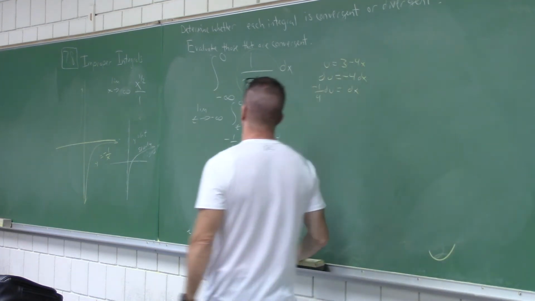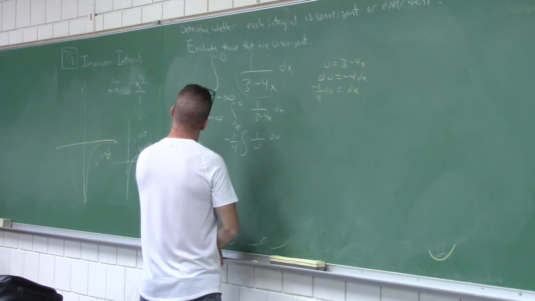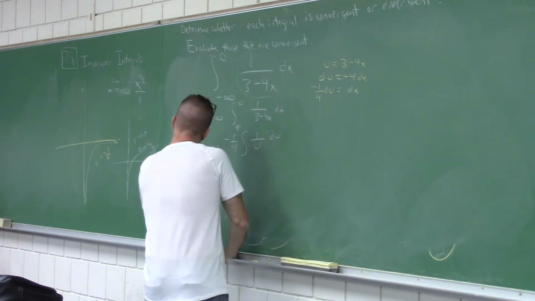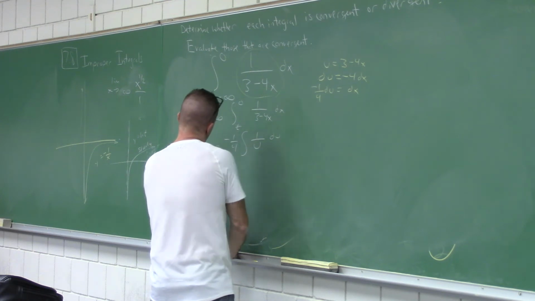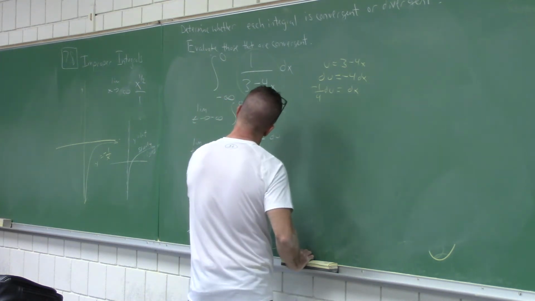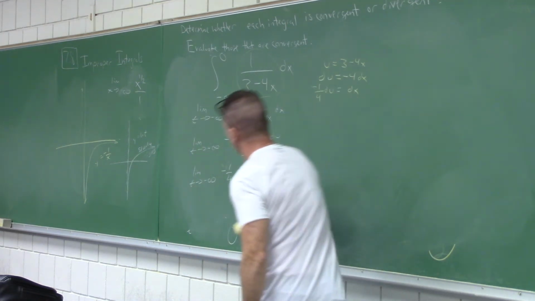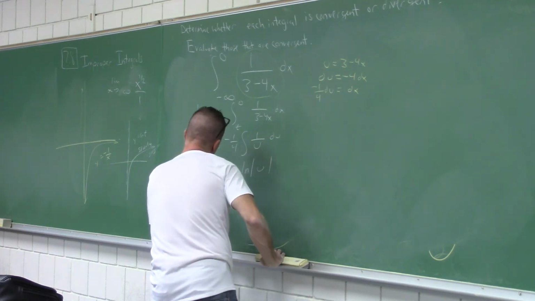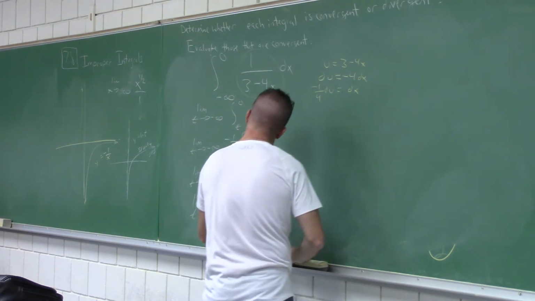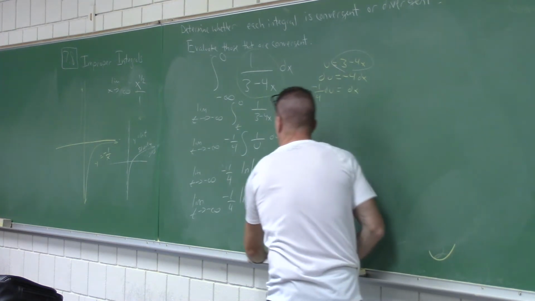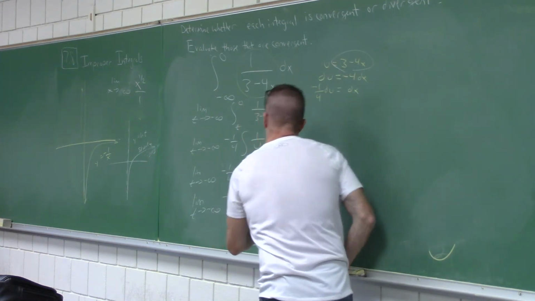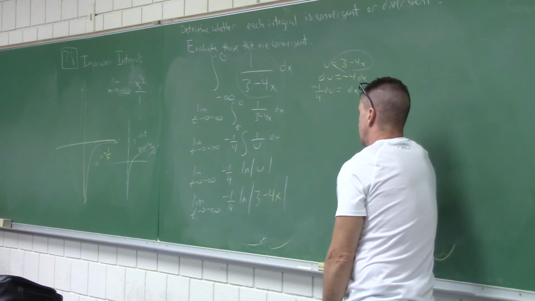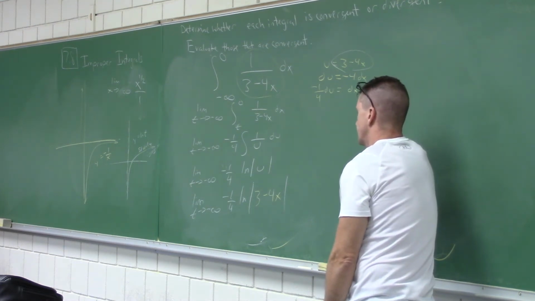What's the integral of negative 1/4 times 1 over u? What's the integral of 1 over u? There you go. Natural log, I'll put the bar, of u. What's u? I'll resubstitute. I get negative 1/4 natural log of 3 minus 4x. So far so good?